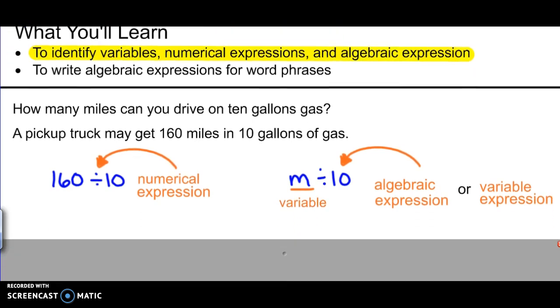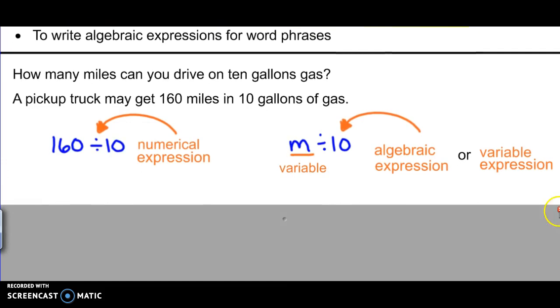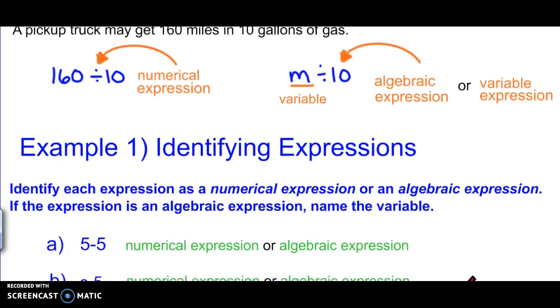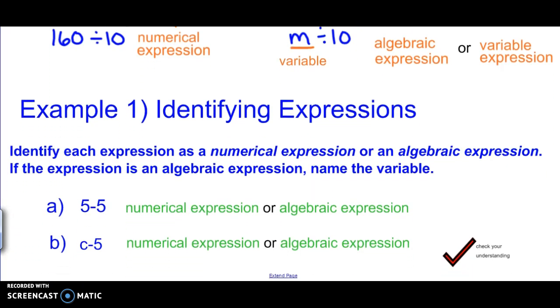Let's try example 1. Let's identify expressions. Identify each expression as a numerical expression or an algebraic expression. If the expression is an algebraic expression, name the variable. So letter A, 5 minus 5. I don't see any variables, so that would be a numerical expression. And we don't have a variable, so we cannot identify it. Let's go to letter B, c minus 5. That has a variable, so that is an algebraic expression. And the variable is c.